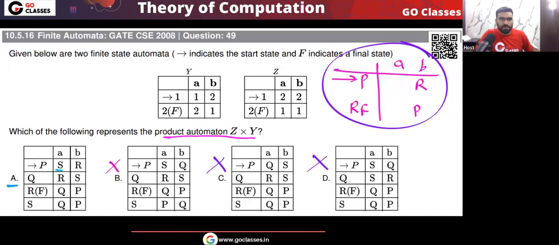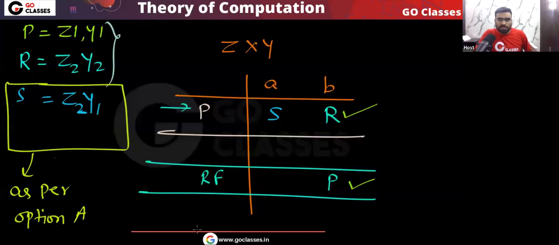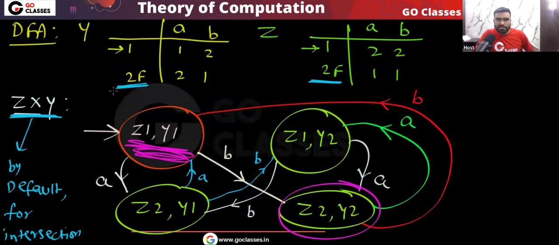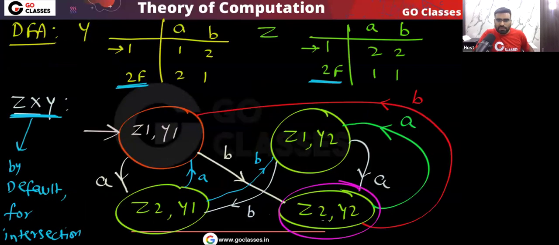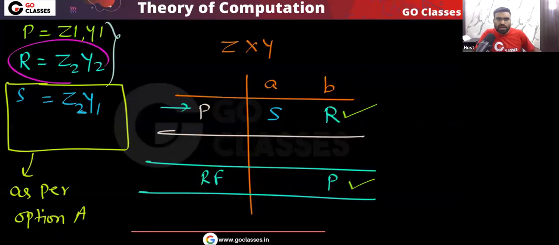Is this point clear? A student is asking why P is Z1 Y1. Because Z1 Y1 is the initial state in our product automata, and in all the options, P is the initial state. So P is Z1 Y1. In all the options, R is the final state, and the final state is Z2 Y2. So Z2 Y2 is R.